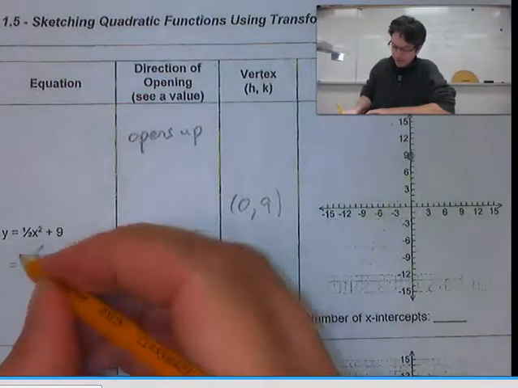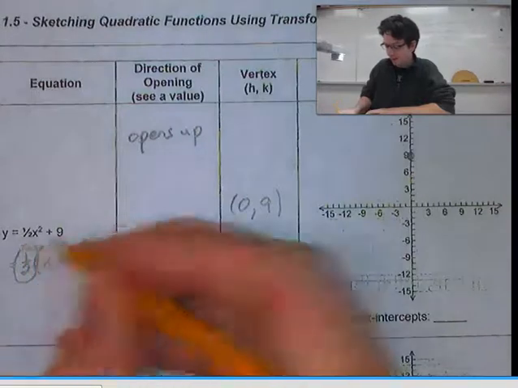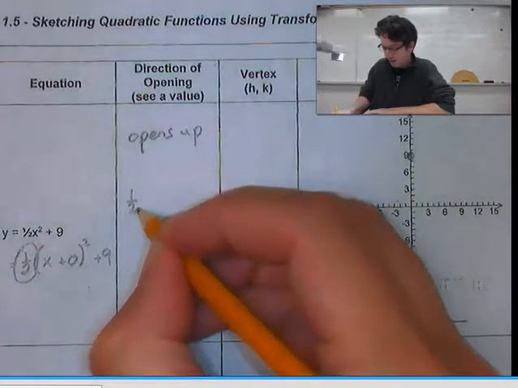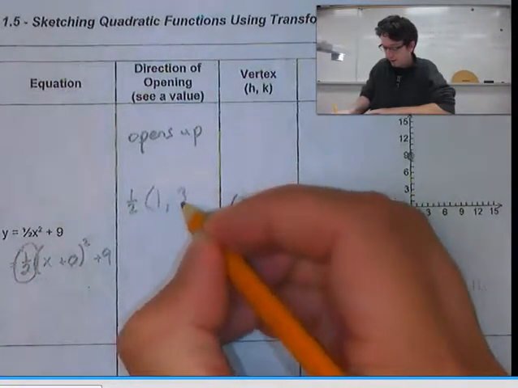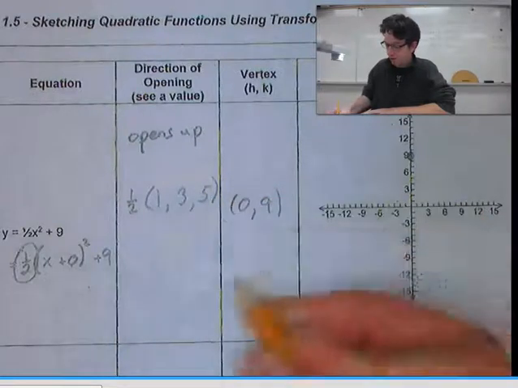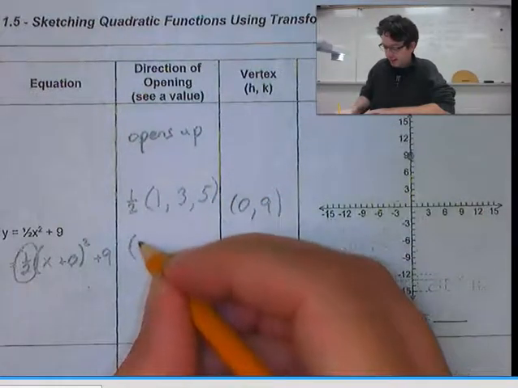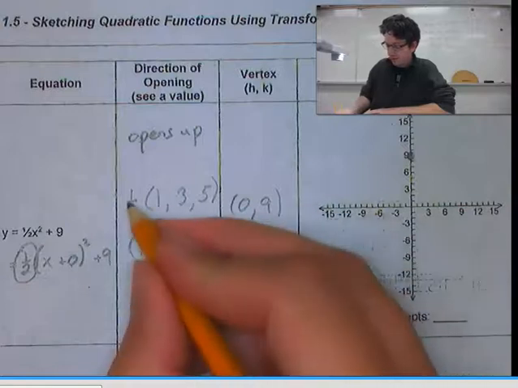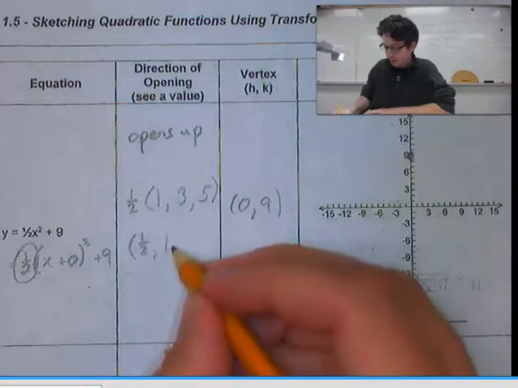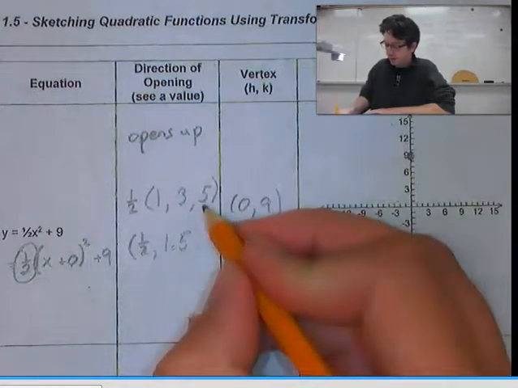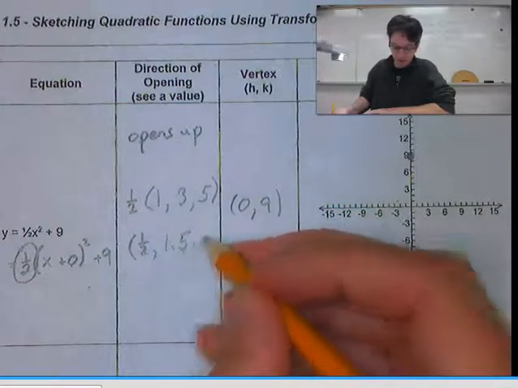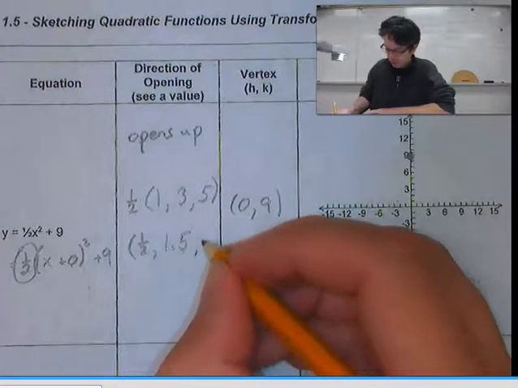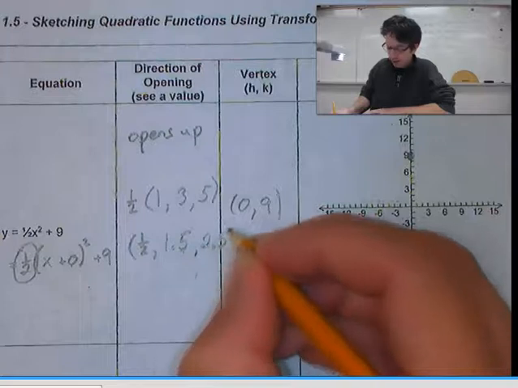And what we're going to do is take this value and multiply our step pattern with it, 1, 3, and 5. So the first number we get is half. The second number we get is 1.5, or 3 halves. And the third number we get is 2.5, or 5 halves.